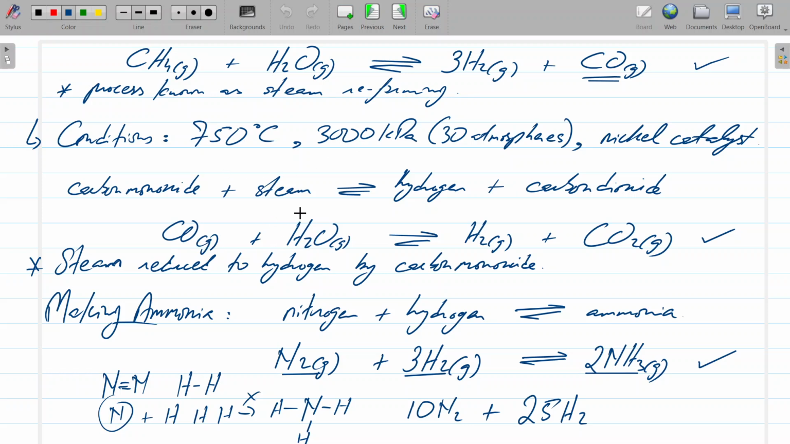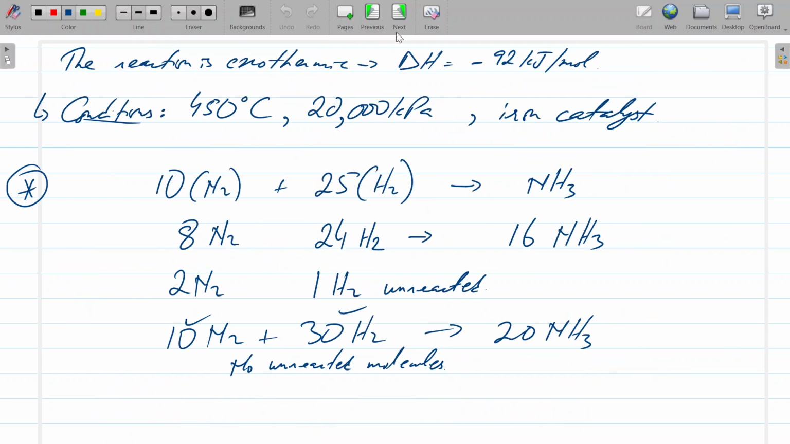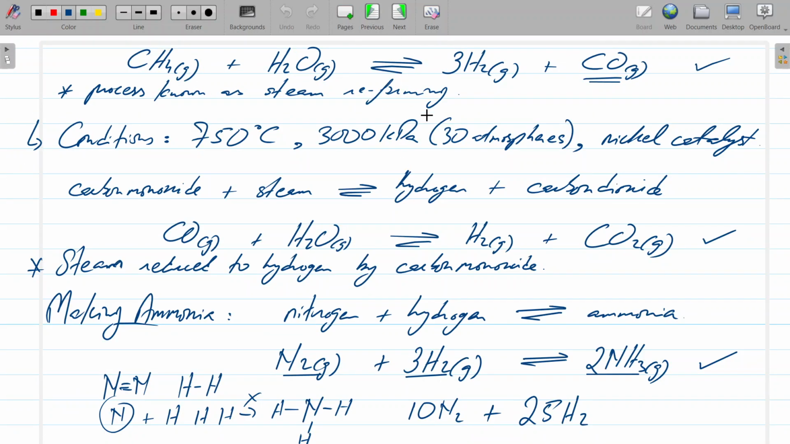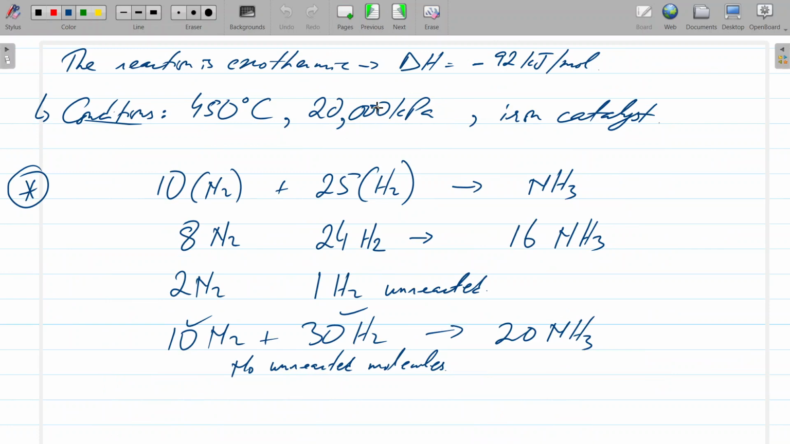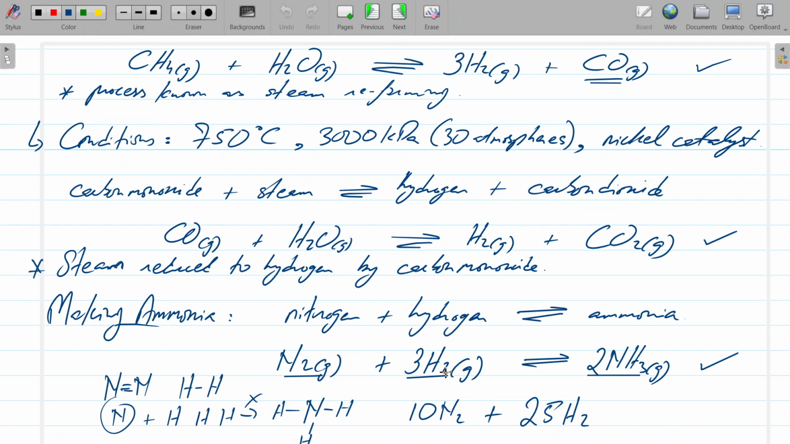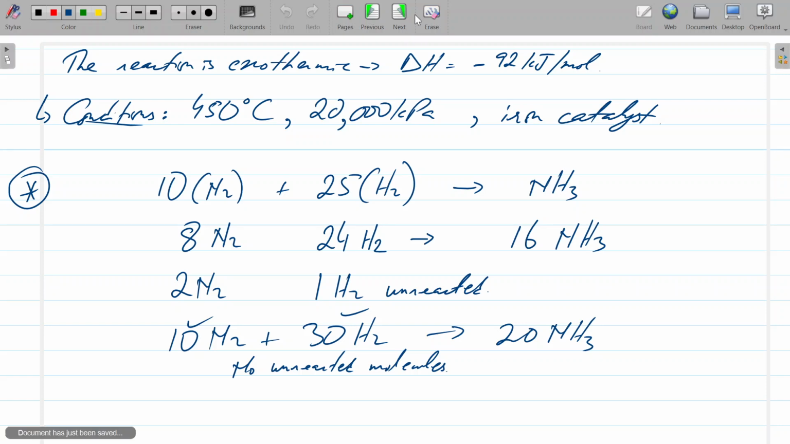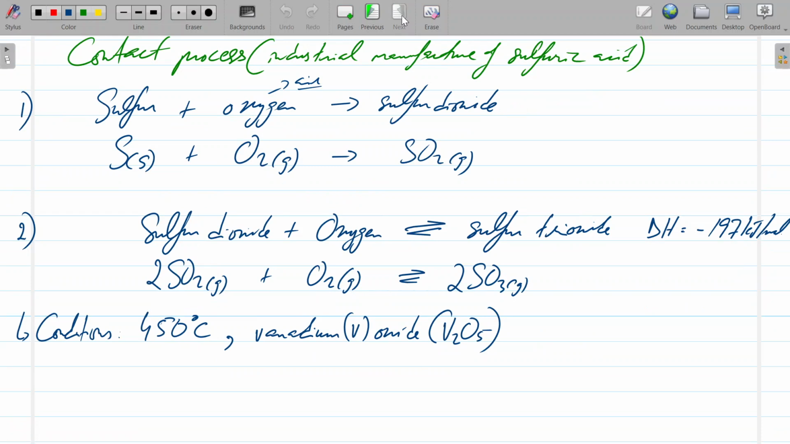You're carrying this out at 20,000 kilopascals, and so you're moving from more molecules to fewer molecules. Sorry, I was just confused a bit. I was double checking something. And similarly over here, you've got more molecules going towards fewer molecules. You've got 3 going towards 2.